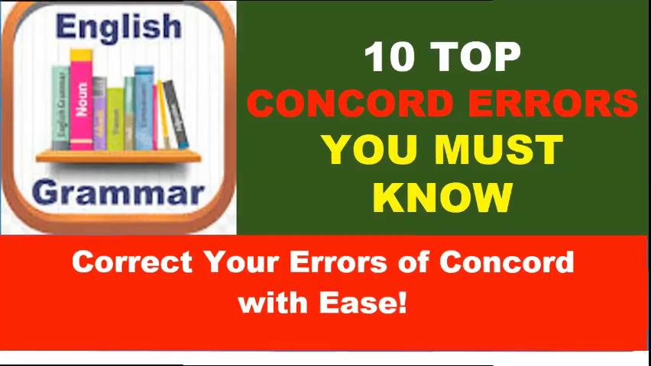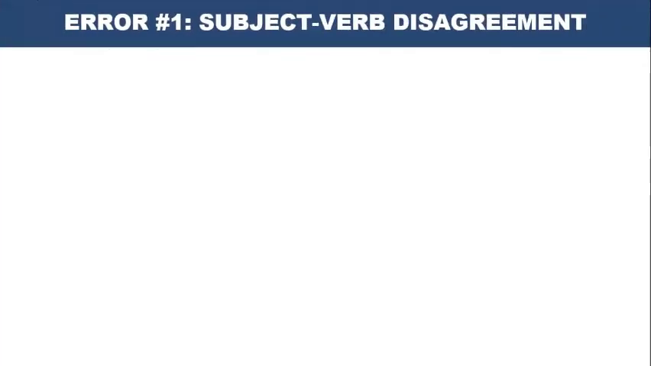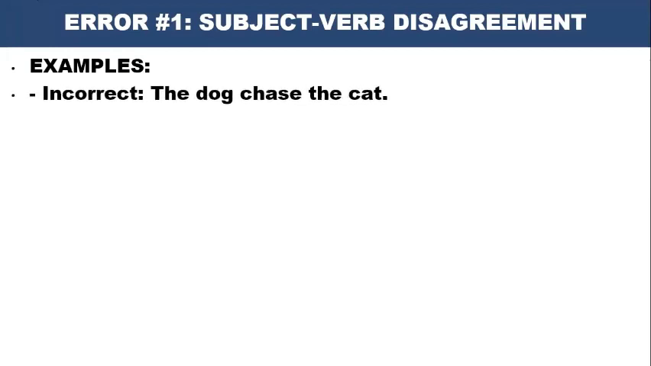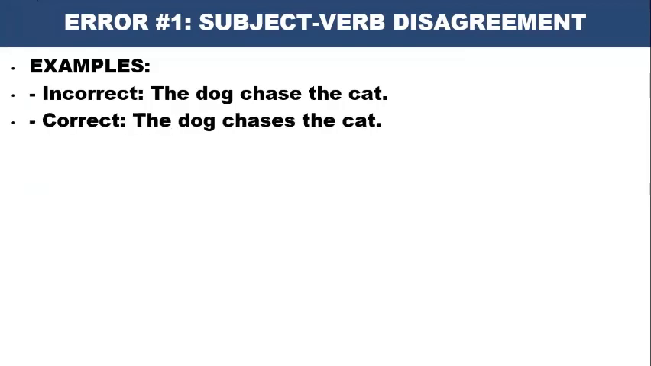Let's get started. First of all, error number 1, which is subject-verb disagreement. This type of error occurs when the subject and verb do not agree in number. For example, it is incorrect to say the dog chase the cat because the dog is a single subject and should have a single verb. So the correct thing is the dog chases the cat.